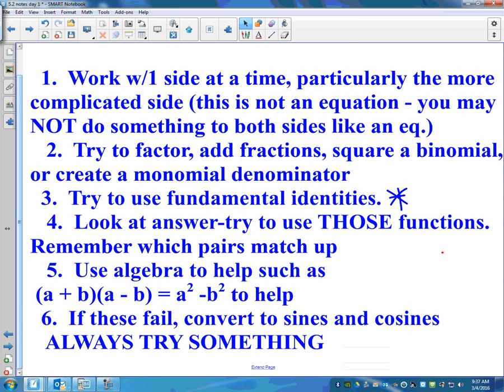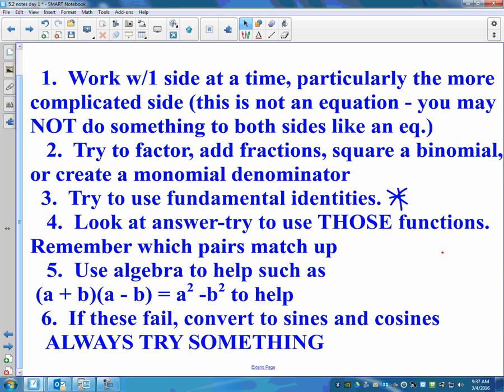Look at what you're trying to prove, right? If what you're trying to prove has tangent and cotangent in it, see if there's some way you can change what you have on this side into tangent and cotangent. Remember which pairs of your Pythagorean identities match up, right? Cotangent squared and cosecant squared, sine squared and cosine squared. Algebra, right? Recognizing that you can factor a perfect square minus a perfect square.